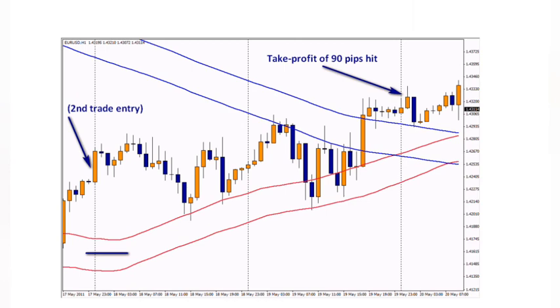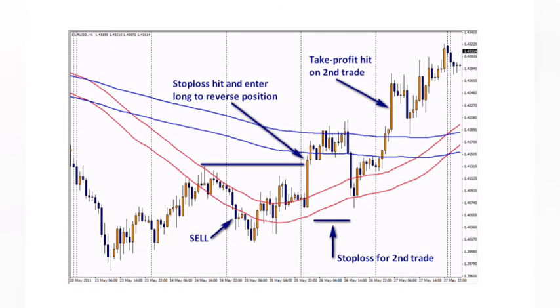Another flip and reverse. Here's another example of a flip and reverse, again on the EUR/USD. Our chart. Note, for those who are not familiar with MetaTrader 4, the dotted vertical lines are session dividers and show us when a new day begins.